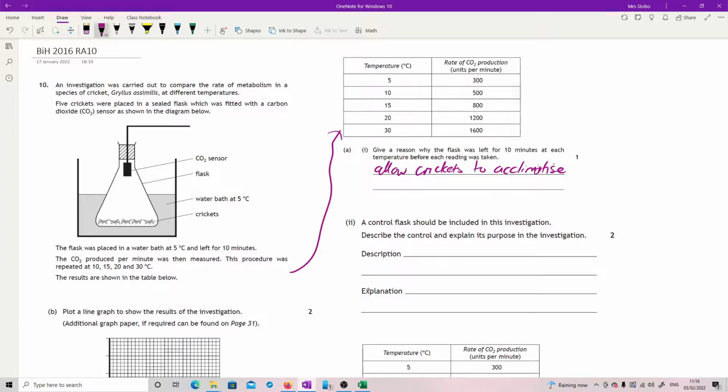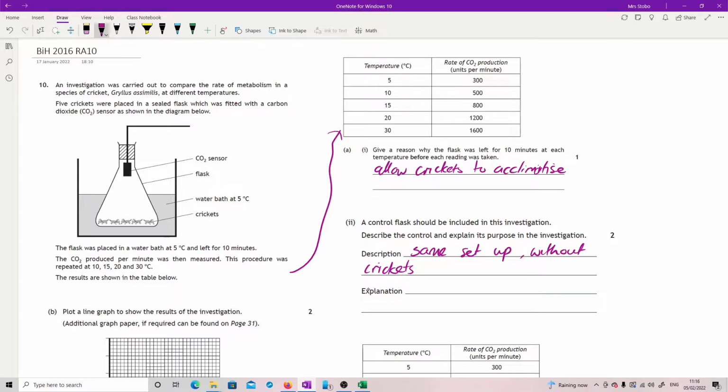A control flask should be included. Describe the control and explain its purpose. So what we're looking at here is, I'm laughing slightly because you get some very strange answers for this. The control should be showing that the CO2 sensor basically doesn't change if you don't have crickets, because the crickets are the things we're looking at. So what we're looking for is the same setup without crickets. But how you do the without crickets is the bit you get some very odd answers.